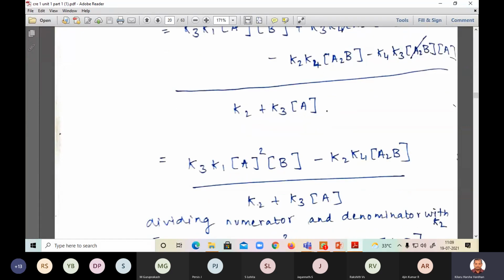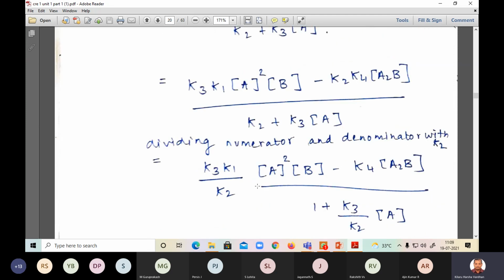In that, he is asking you for 1 here. Therefore, divide the entire numerator and denominator by K2. Then this term becomes 1, here it becomes K3 by K2, and here it becomes K3 K1 by K2. Now you make one more assumption that K3 K1 divided by K2 is around 0.72, because these are all constants. You can measure whatever you want. Then it becomes 0.72 concentration A squared, concentration B, divided by 1 plus, assuming K3 by K2 is 2, 2A. This is the expression which you are required to get.